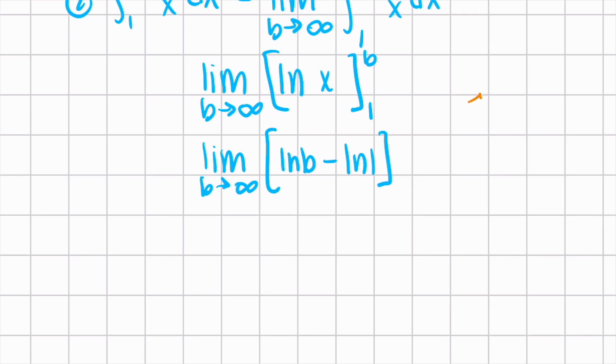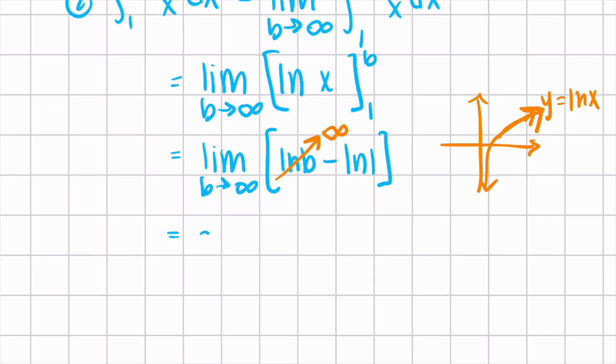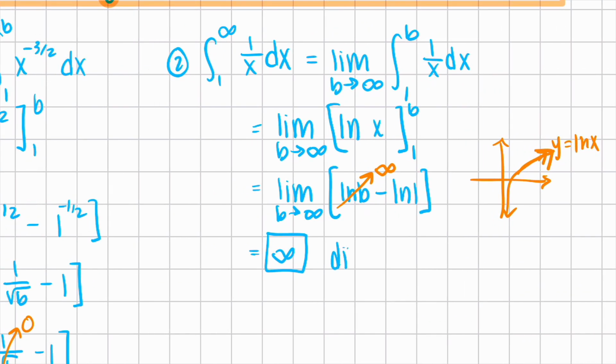Let's do our limit. Keep in mind that our graph of natural log looks like this. So if I take the limit as b goes to infinity, as this goes to infinity, natural log of b goes to infinity. So this goes to infinity. So we get infinity as our answer. These should all be equal signs. So we would say that this integral diverges.